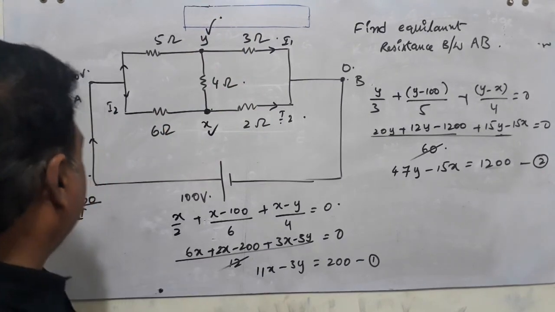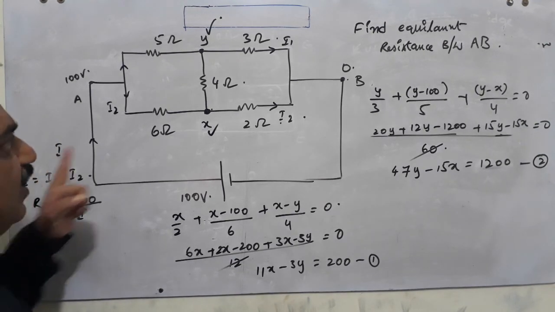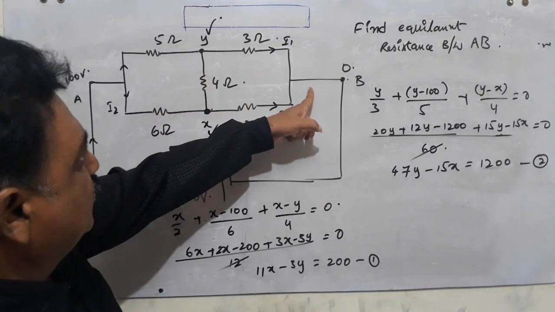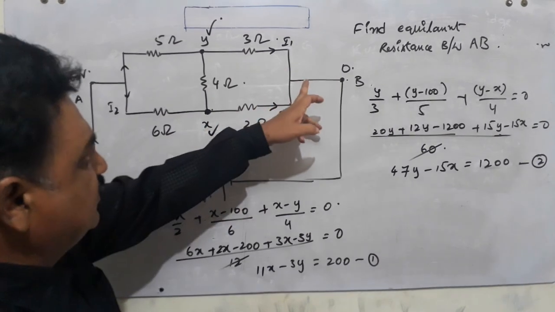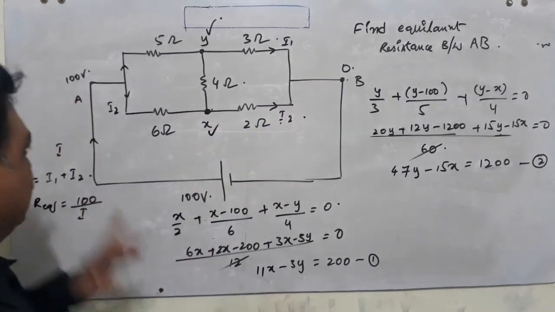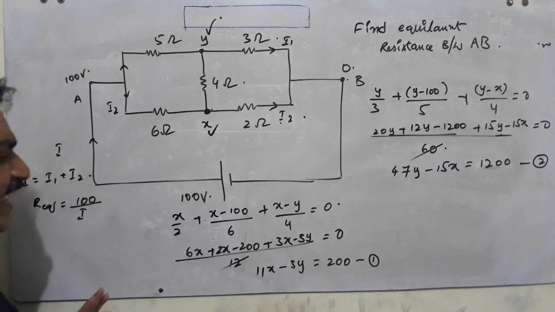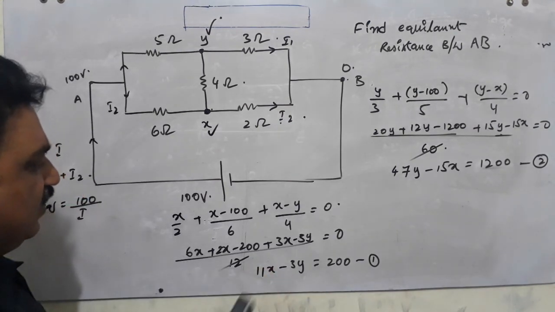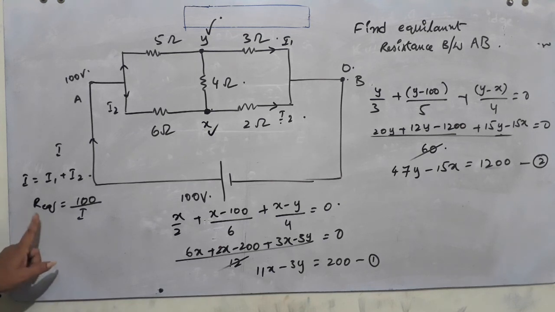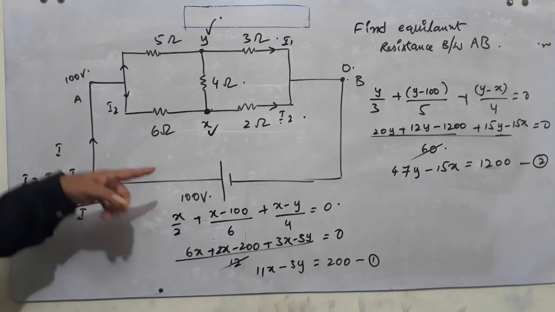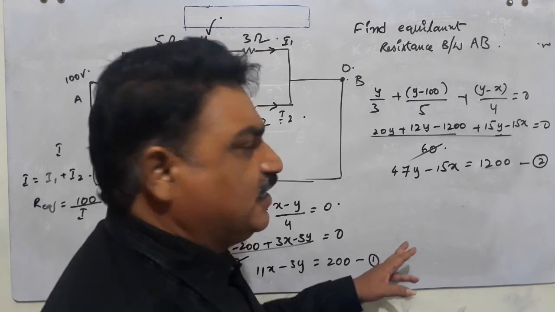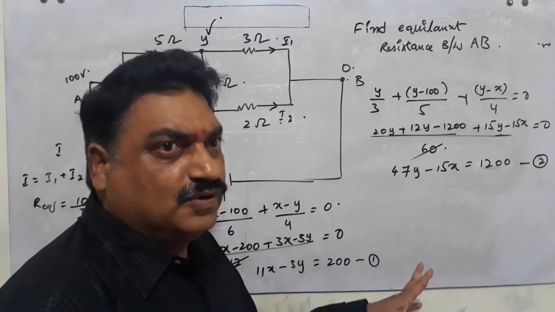From that, you will get I1, y minus 0 by 3, and I2, x minus 0 by 3, that is I. Later, if you get the total value of I, you can get R equivalent 100 by I. And I am leaving this part as an exercise for you to solve.